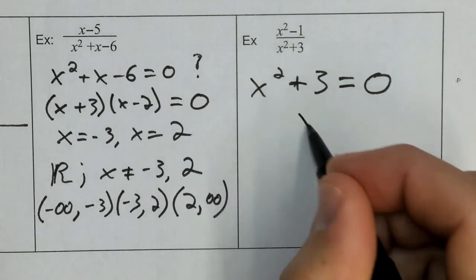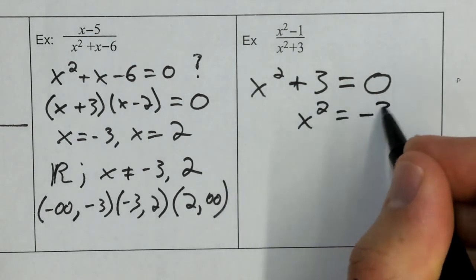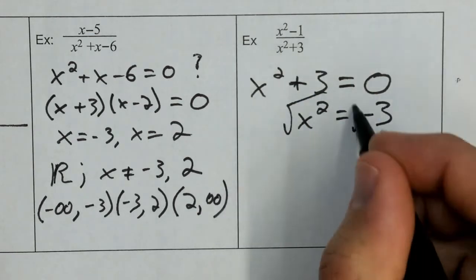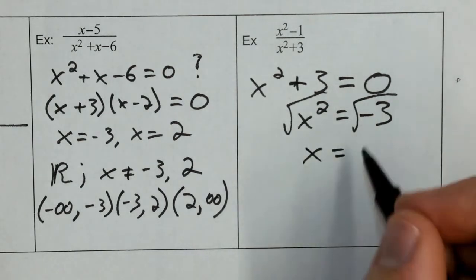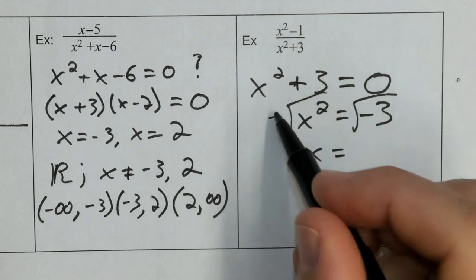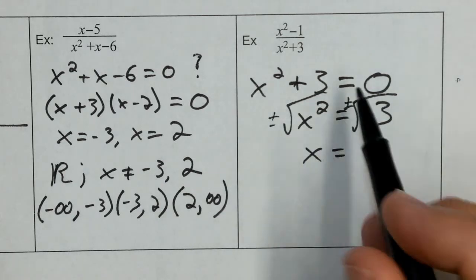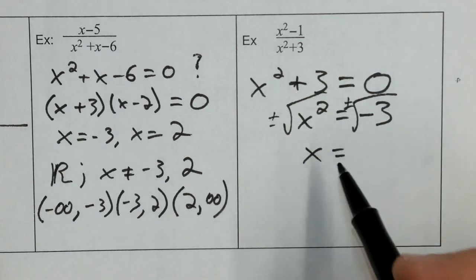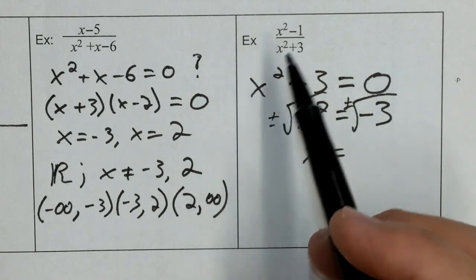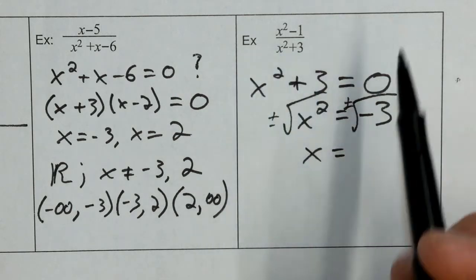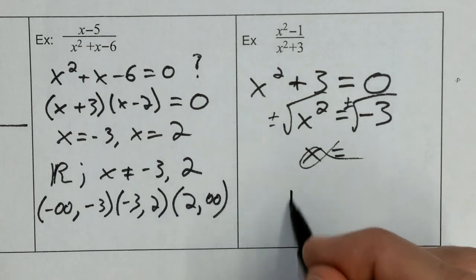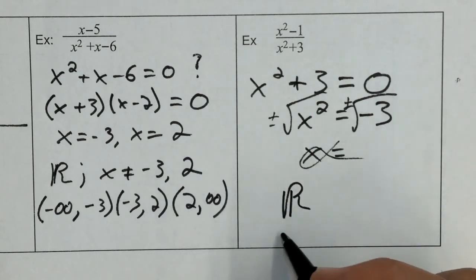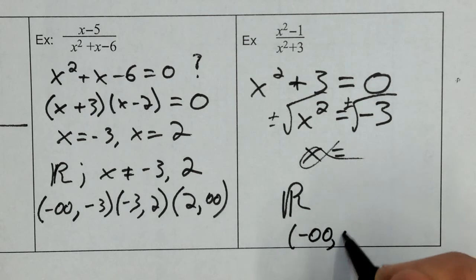When you subtract 3 from both sides, you get x squared equals negative 3. When you square root both sides, you get x equals plus or minus the square root of a negative number, right? Okay, if it's the square root of a negative number, then there's no real number that will make the denominator 0. So this function has a domain of all real numbers. Or you could write negative infinity to positive infinity.